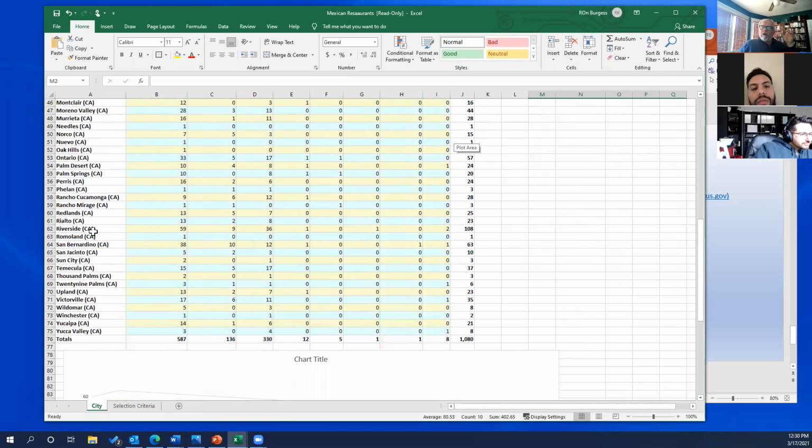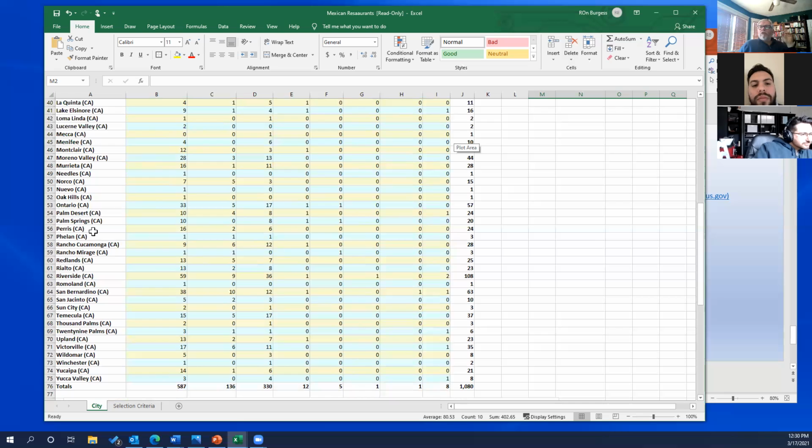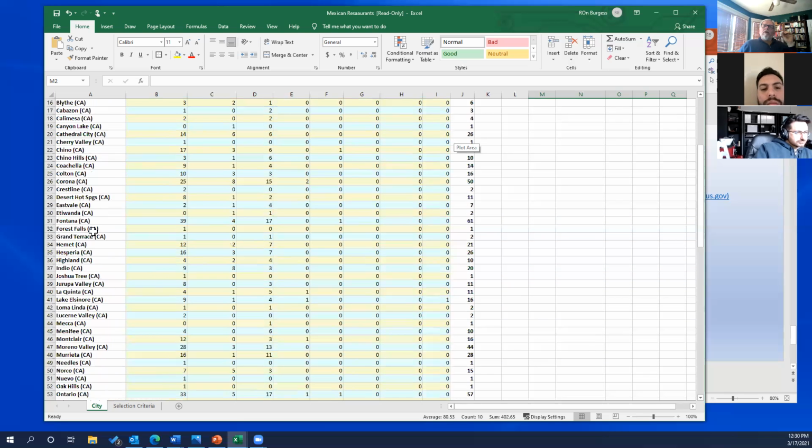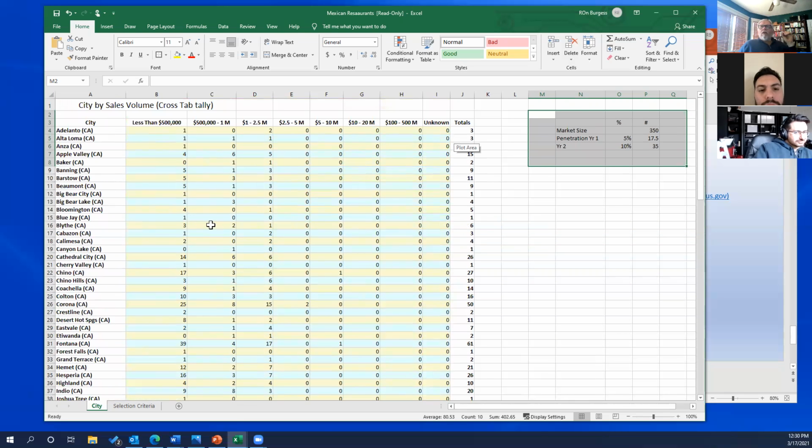San Bernardino and Riverside County. So it looked at two of them. And I don't know, you might think that there are a lot or not a lot. Well, let's just have a guess. Who would like to guess how many Mexican restaurants there are in the two counties?